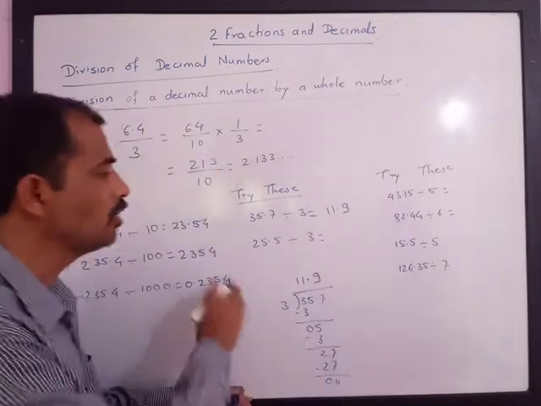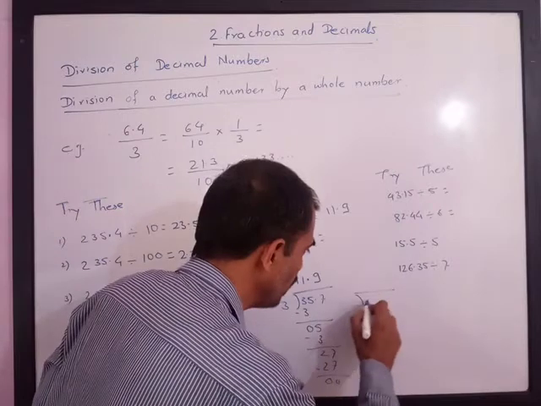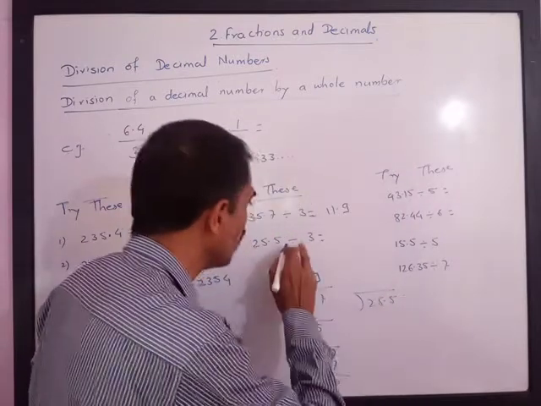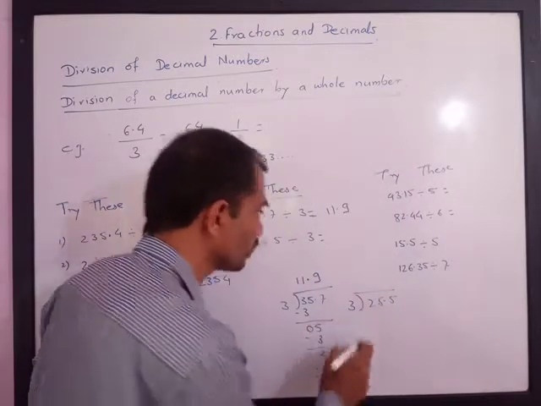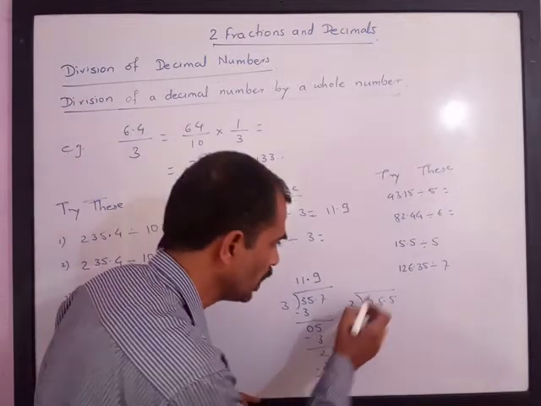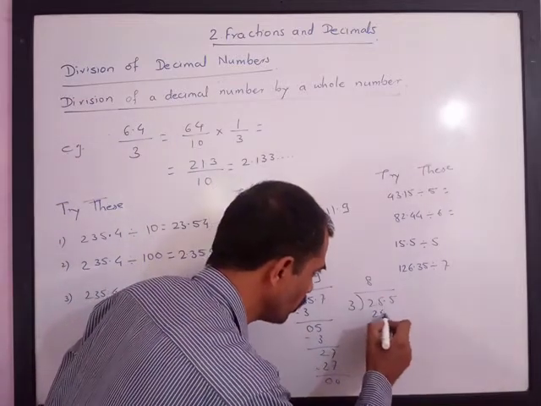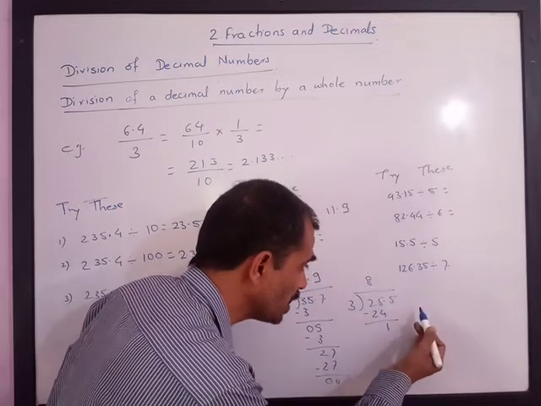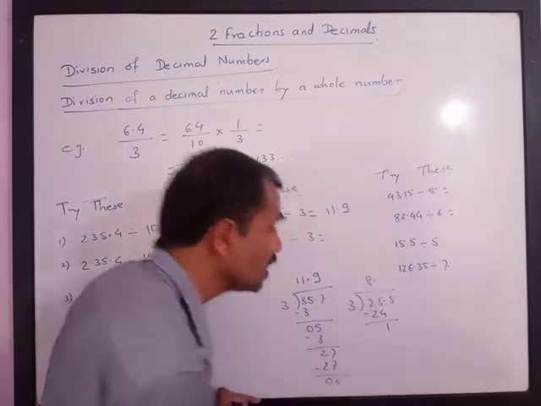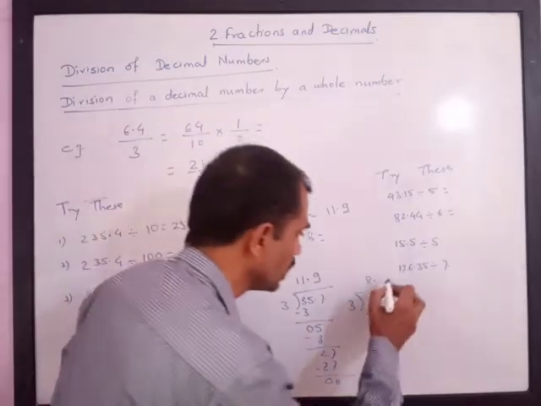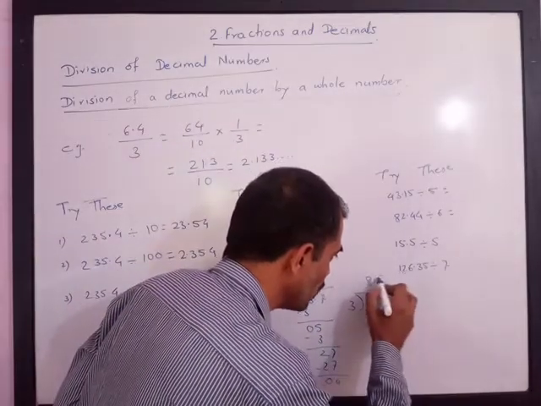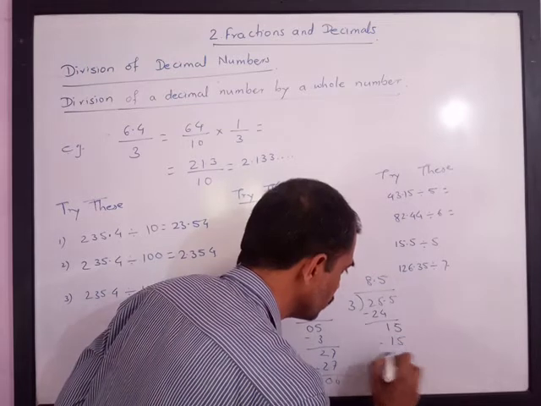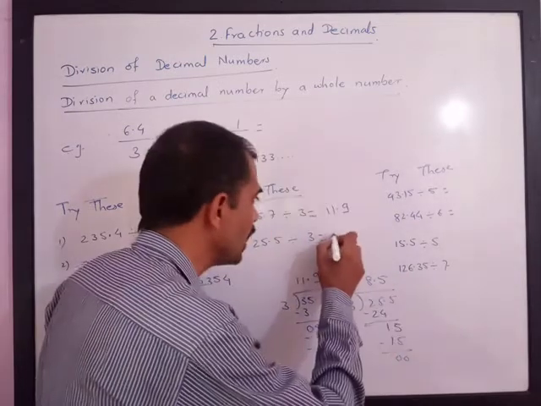Please note, you can do another also. Watch carefully. 25.5 divided by 3. This is equal to 3 8s are 24. Remainder 1. Now we have to take the digit after the decimal point, so we have to give the decimal point in the answer. 3 5s are 15. It means answer is 8.5.